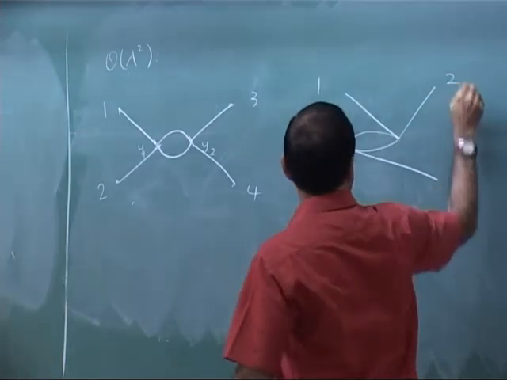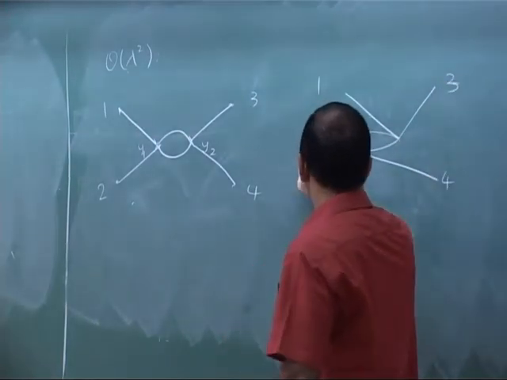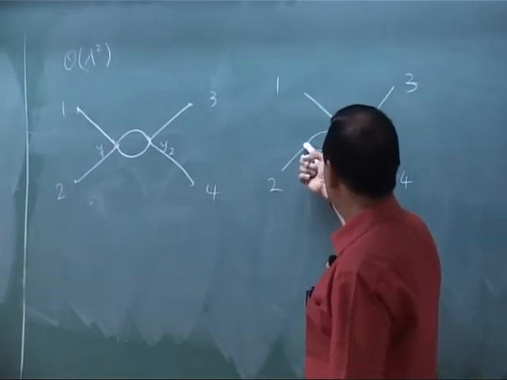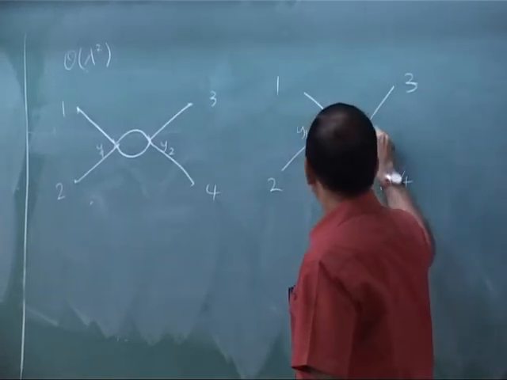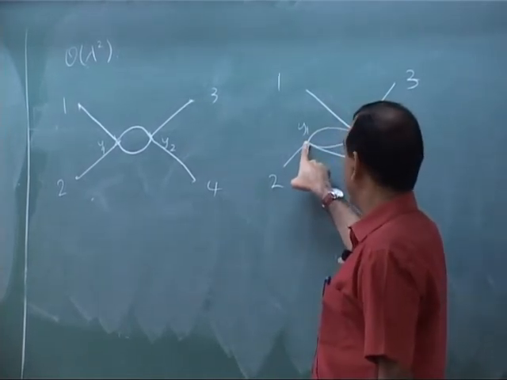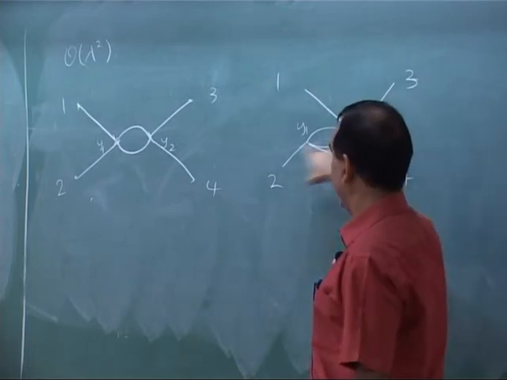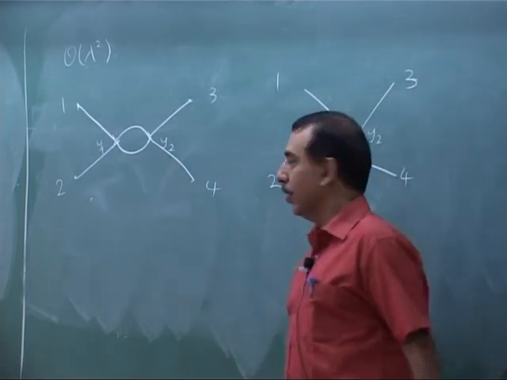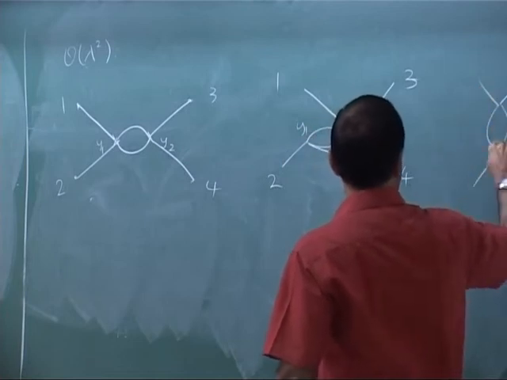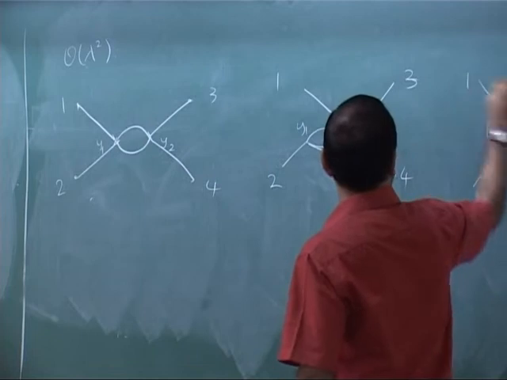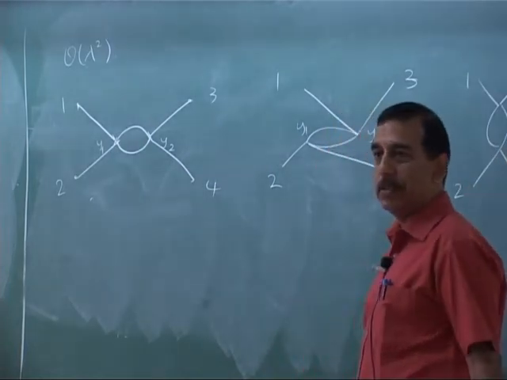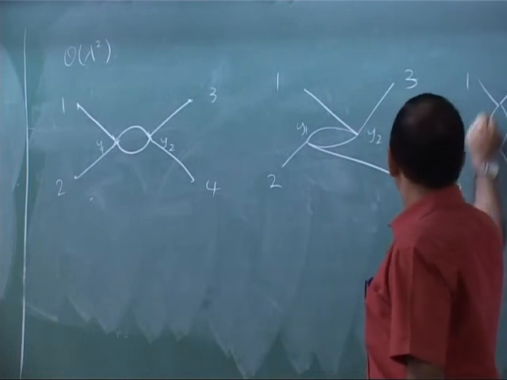Supposing I fix the external points, 1, 2, 3, 4, then I can imagine for these two fixed points at y1 and y2, which will be integrated, that 2 and 4 meet at a point and 1 and 3 meet at a point. That's different from this diagram. Of course, this diagram is often written in this way. It's the same. Where we put the interactions is of no importance. But remember that the external labeling must always be fixed. This is the same.